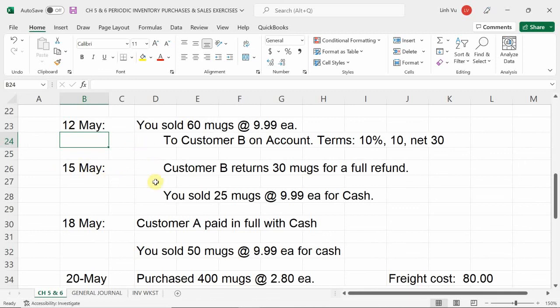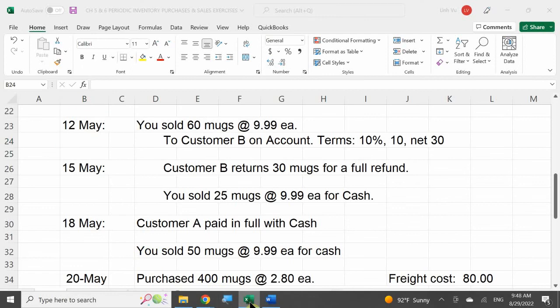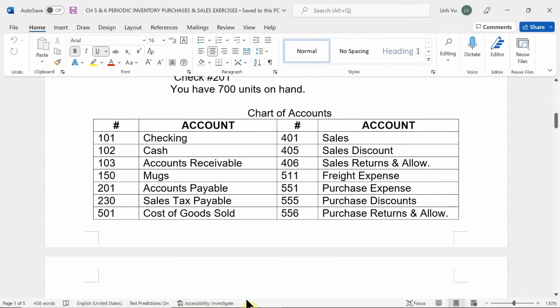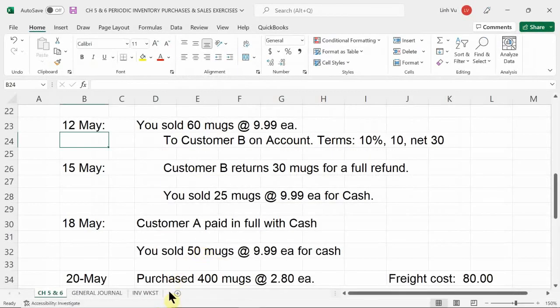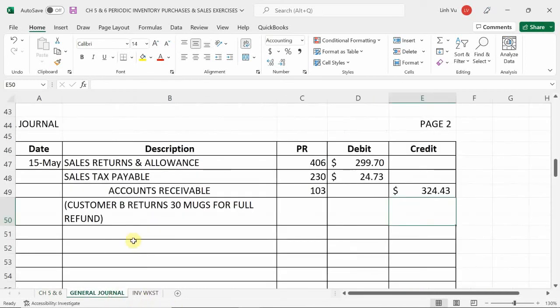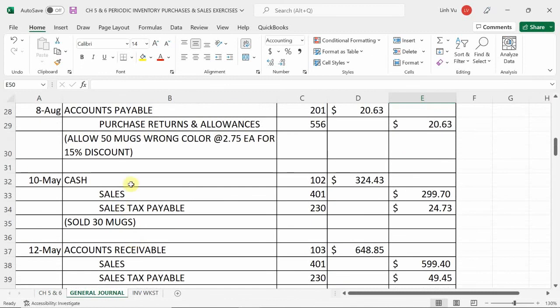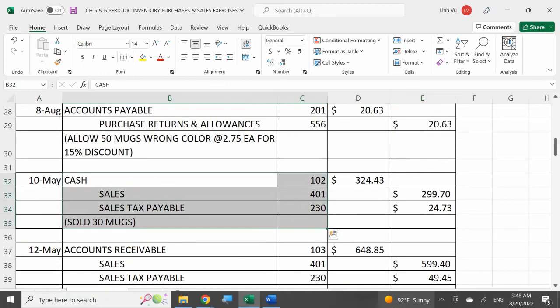All right. So then also that very same day, right after we return the product, we also end up selling 25 mugs for $9.99 each for cash. Okay. So again, we actually have this transaction. We sold 25 mugs for $9.99 each for cash. Okay. Here we go. So we had a cash sale.